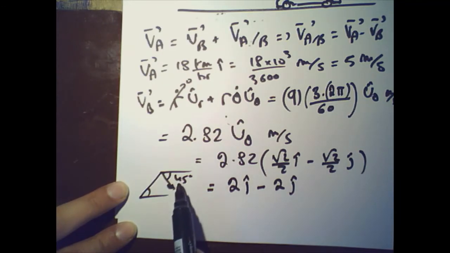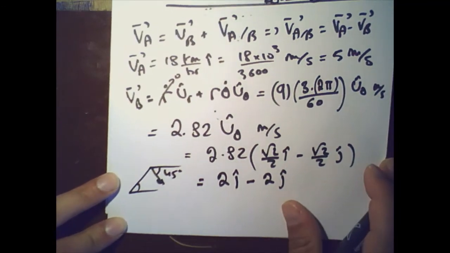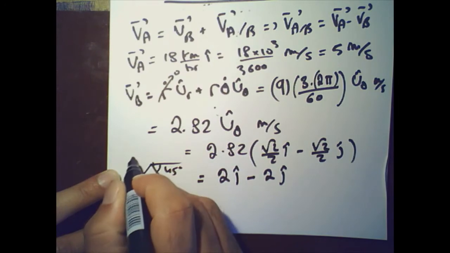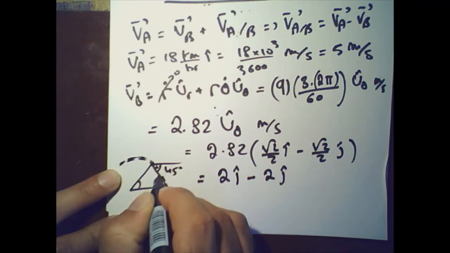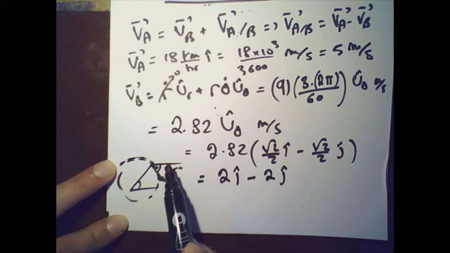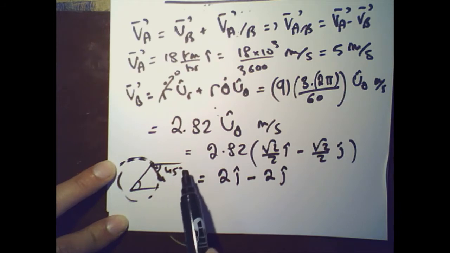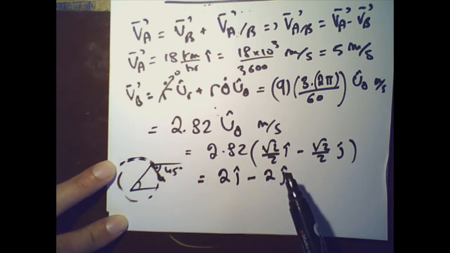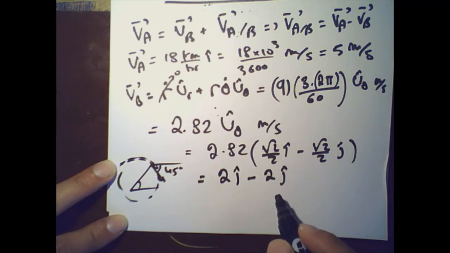Okay, so this is what I mentioned. So the angle is going to be 45 between this angle and this Ferris wheel, right? At this 45 degree, right? And it will be cosine 45 in the I direction, and then sine 45 in the minus J direction. And we know cosine 45 is equal to sine 45 is equal to square root of 2 over 2.